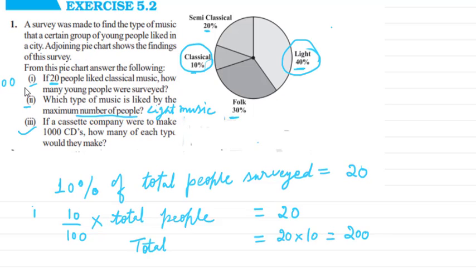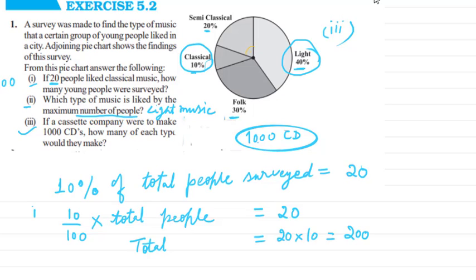Now let's move to the third part. What is asked is: if a cassette company were to make 1000 CDs, how many of each type would they make? Here total CDs are 1000, and you have to find how many CDs they will prepare for each category. We have all the percentages, so we can use this information to find out how many CDs will be made.